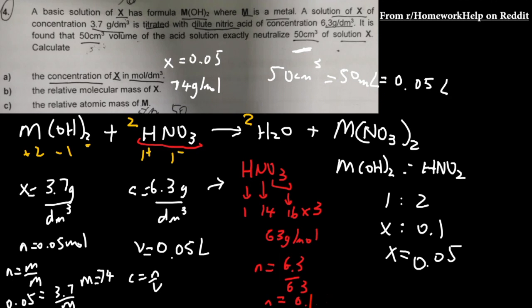And now we need the relative atomic mass of M. So from here, we know that MOH2, the whole thing is equal to 74. And what we can do is we can subtract it from this part here. So 74 minus, so OH, oxygen is usually 16, hydrogen is usually 1, so 17 times 2 is 34. So 74 minus 34 gives us a value of 40. So the relative atomic mass of M should be 40. And this should be your final answer.